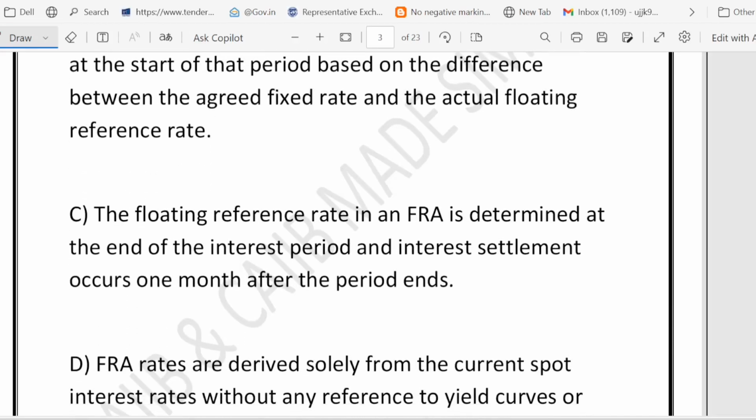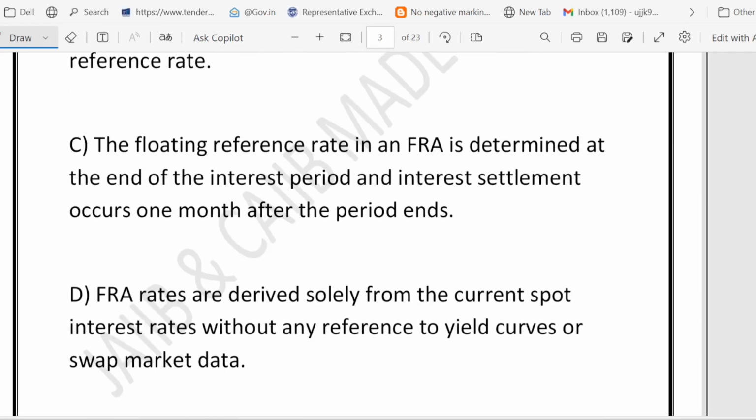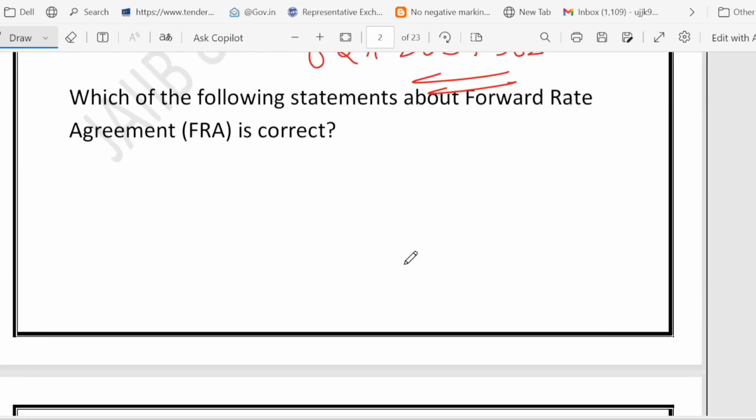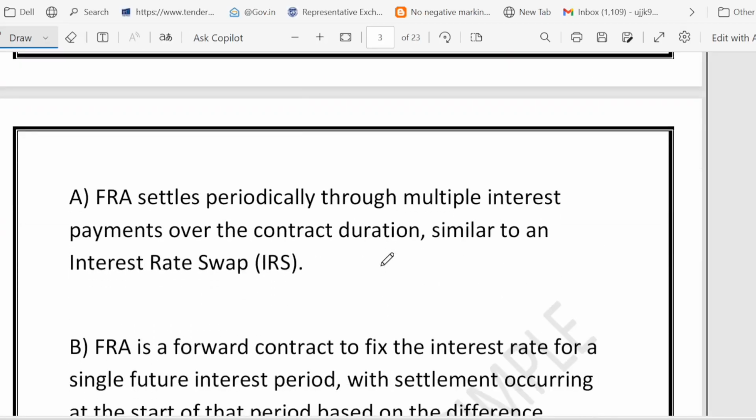Option C says the floating reference rate in an FRA is determined at the end of the interest period and interest settlement occurs 1 month after the period end. And option D says FRA rates are derived solely from the current spot interest rate without any reference to yield curve or swap market data. These are the 4 options that we have, right? So now let's go through each and every option. Option number A.